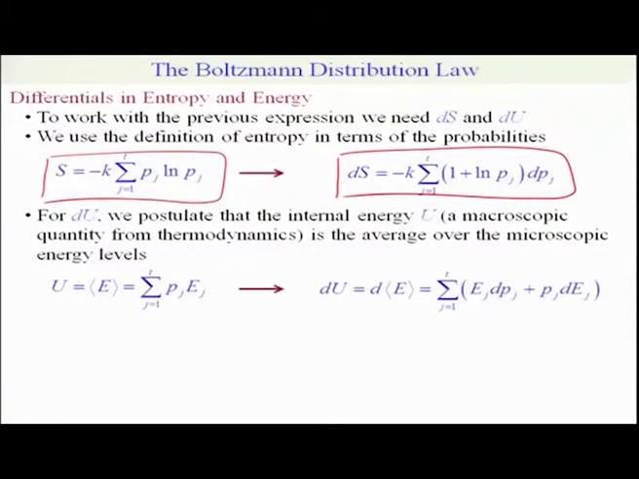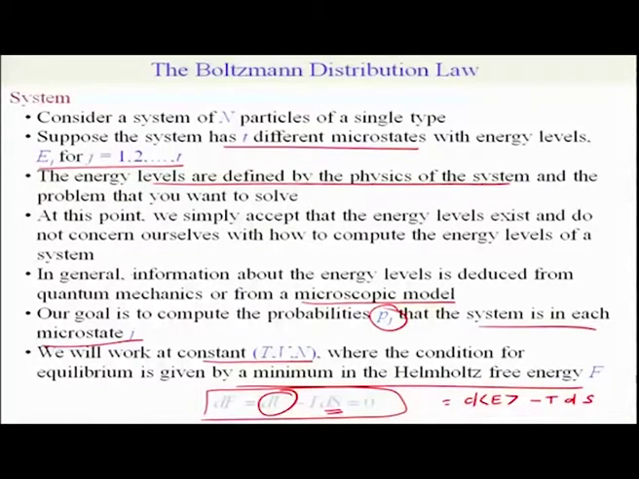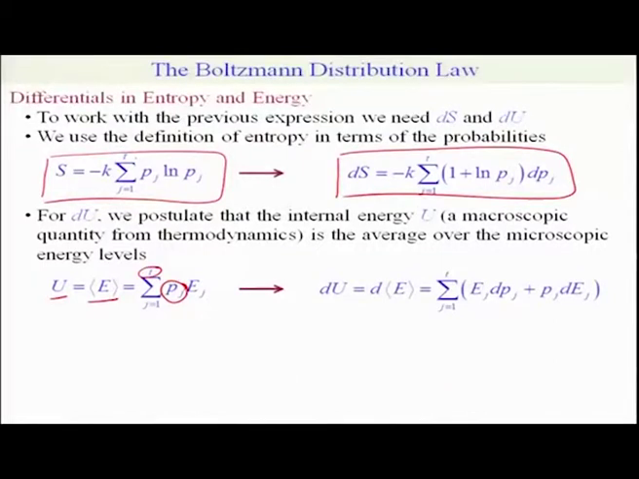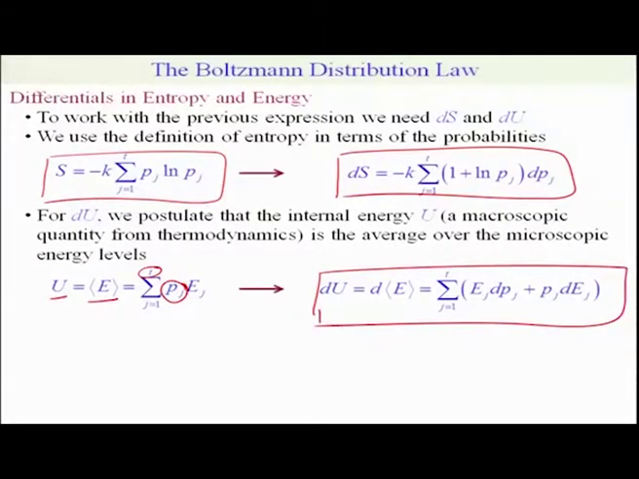dS in terms of dP we have written here, and U is now an average of E, which we can write as the summation of the probability of each microstate multiplied by E_j, with j equal to 1 to t. The system has t different microstates with different energy levels. Having said that, now you can take the derivative of U, which will be in this case.